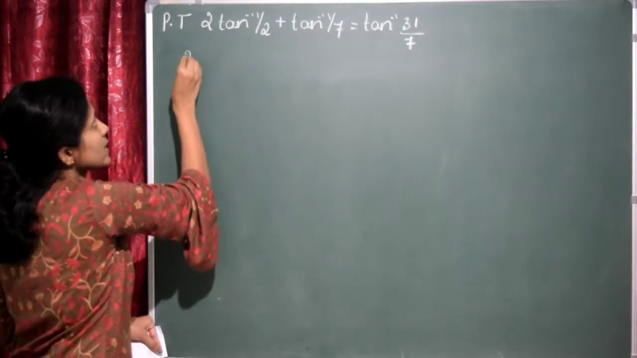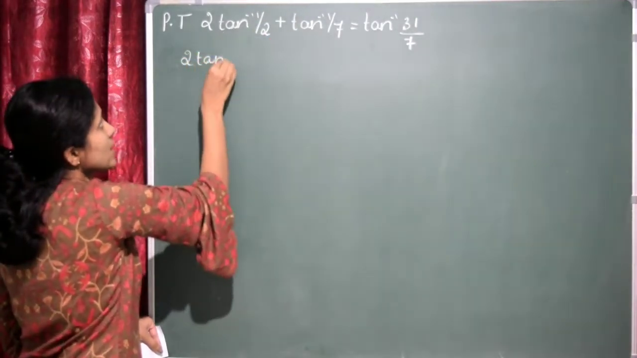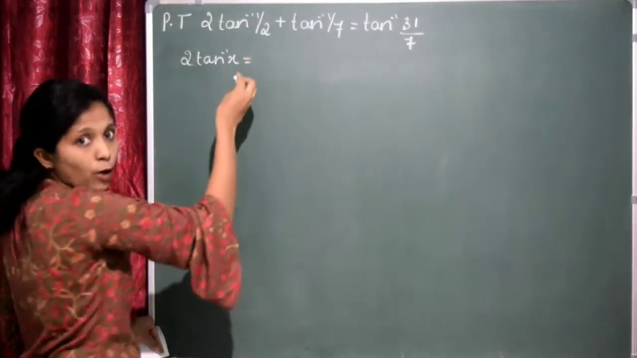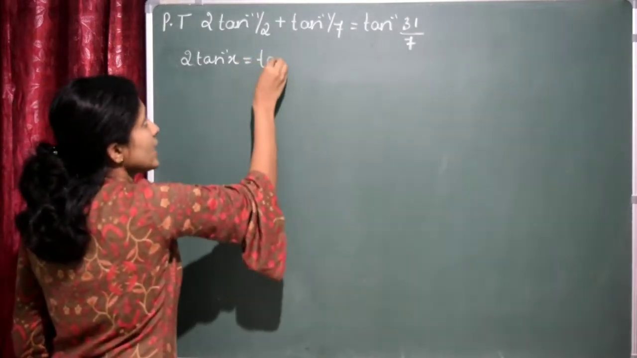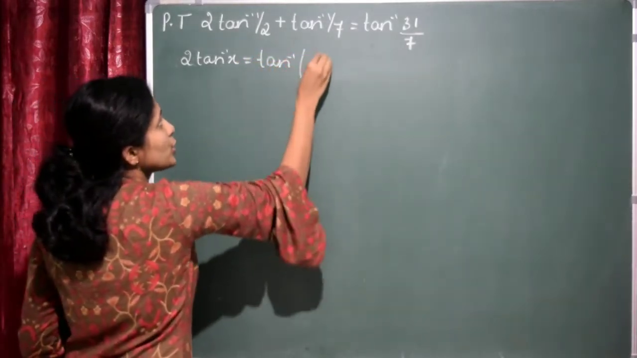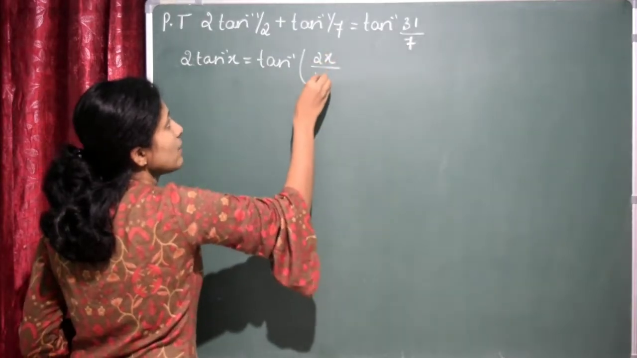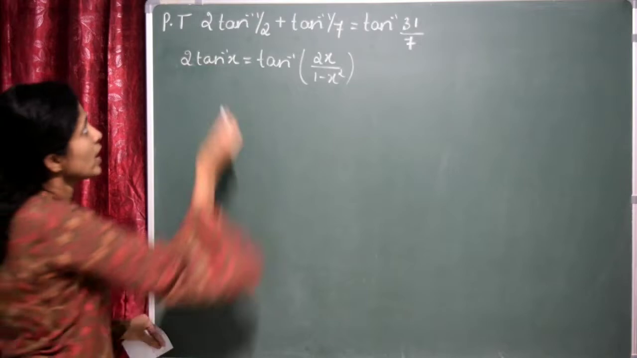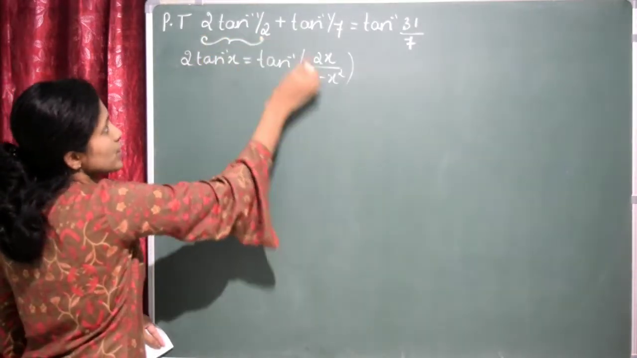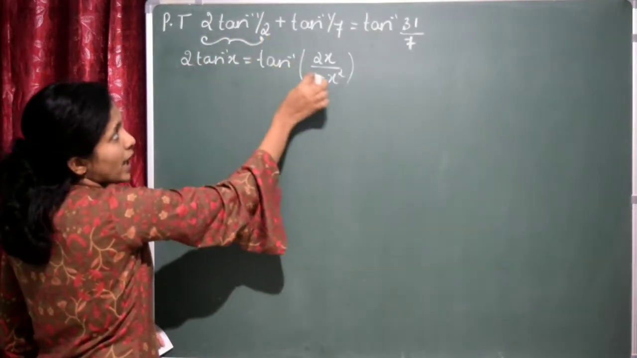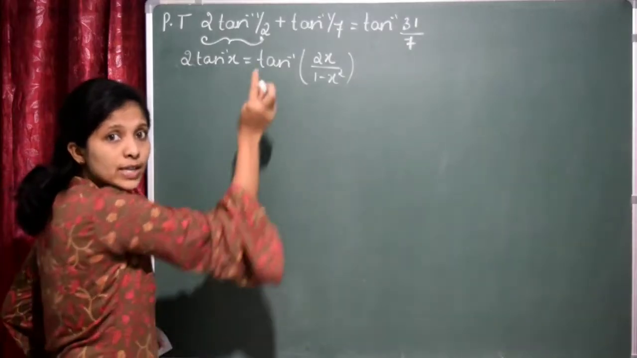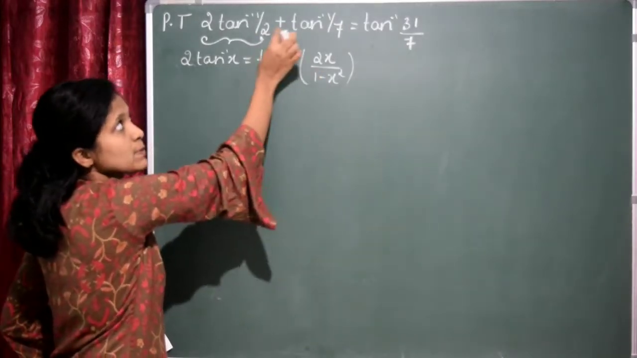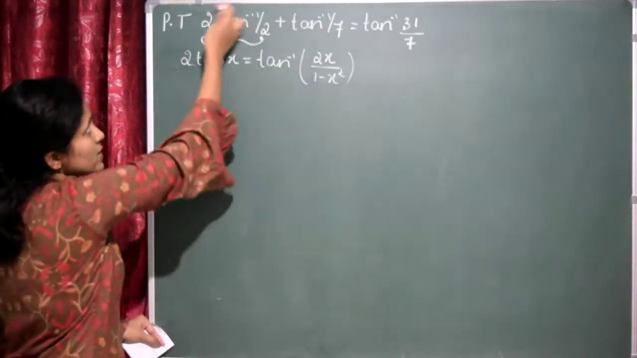What is 2 tan inverse x? 2 tan inverse x can be written as, the formula in the form of tan inverse, is tan inverse of 2x divided by 1 minus x square. Tan inverse of 2x by 1 minus x square. For this one, first we will substitute this form. So it is in the form of tan inverse of this. Then after that you can substitute the formula for tan inverse of x plus tan inverse y. First we will substitute for this one.